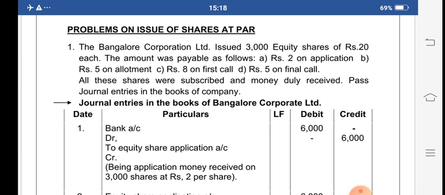Now let us see the problem. Problems on issue of shares at par. Bangalore Corporation Limited issued 3000 equity shares of rupees 20 each. The amount was payable as follows: A, rupees 2 on application; B, rupees 5 on allotment; C, rupees 8 on first call; and D, rupees 5 on final call. All the shares were subscribed and money duly received. Pass journal entries in the books of the company.